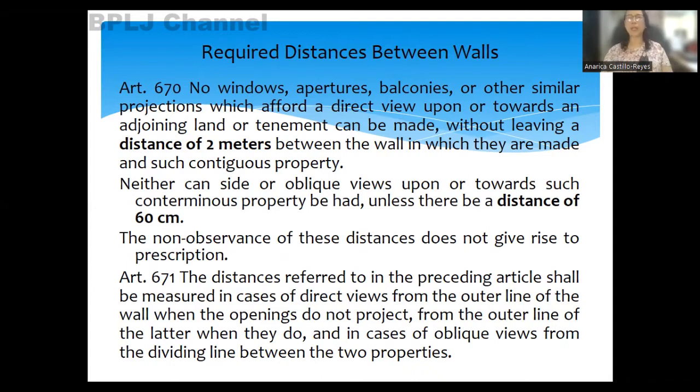So remember, distances between walls or windows, if it is a direct view, it should have a distance of 2 meters. If it is a side or oblique view, it should be a distance of 60 centimeters. The non-observance of these distances does not give rise to prescription. Okay?